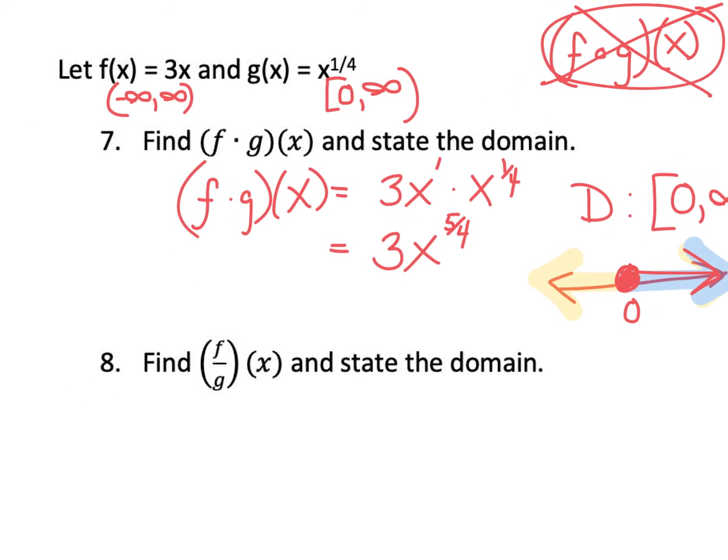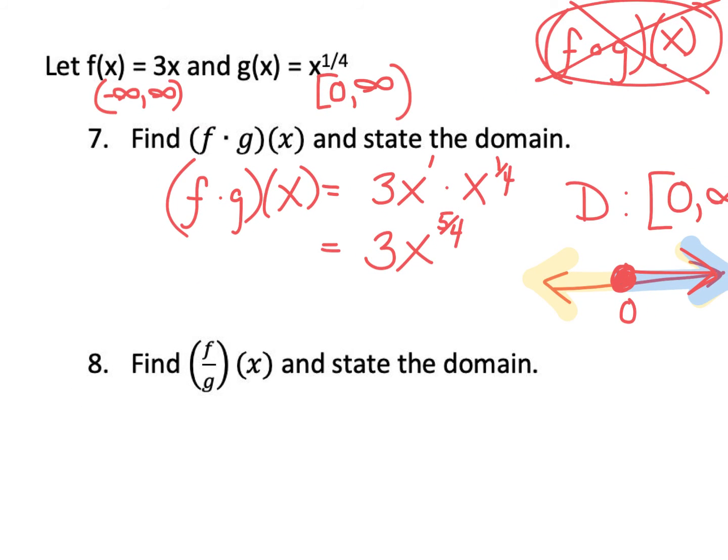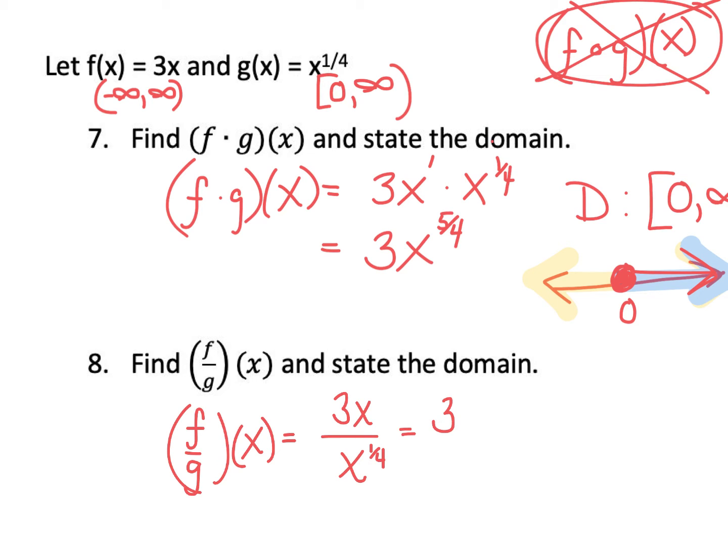All right, f divided by g of x would be 3x divided by x to the 1/4. As I simplify this, 3 divided by 1 is 3, and then keep my base, subtract my top exponent minus my bottom, would be 3x to the 3/4.